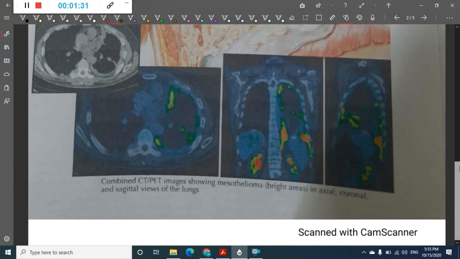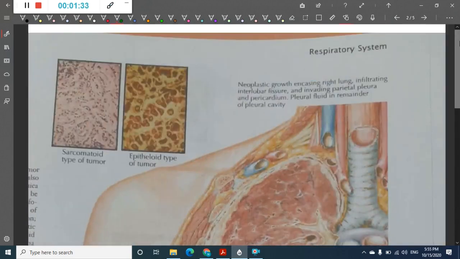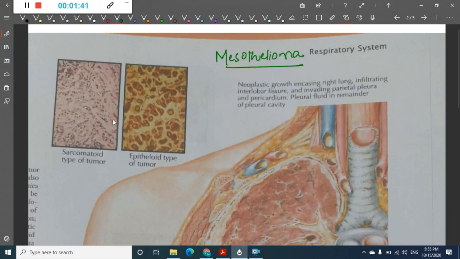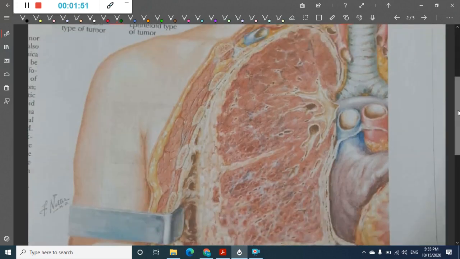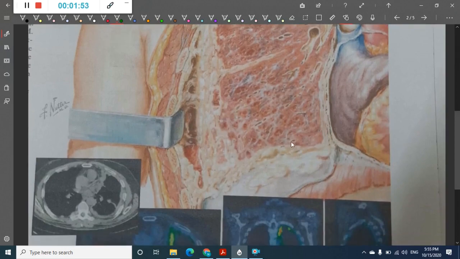Then I have already told you about the mesothelioma, right? So we have three different types of mesothelioma. Sarcomatoid type, where the cells are spindle shaped cells, and this is the epithelioid type of tumor where you see different epithelial cells. This is the tumor which is invading mainly the pleura of the chest wall.